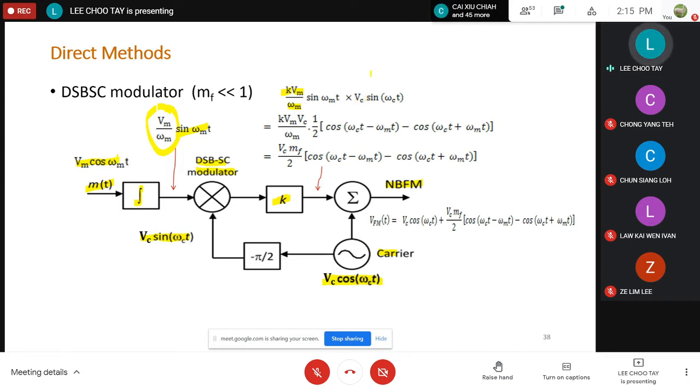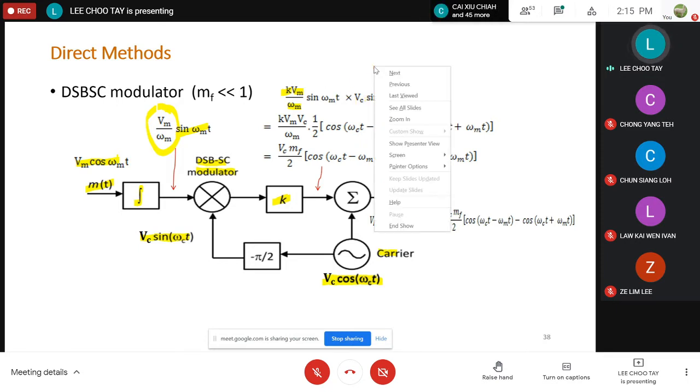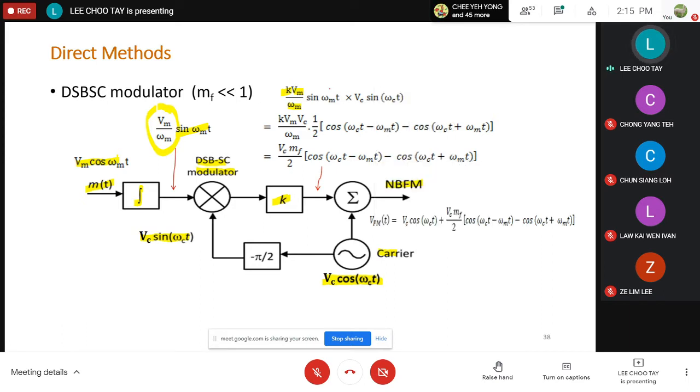Again, if you look at this equation, it is another case where you can apply your trigonometric identity, where this is sine x, and this is sine y. The identity for sine x sine y will be half of cos(x minus y) minus cos(x plus y). So it actually gives you these two cosine terms here.